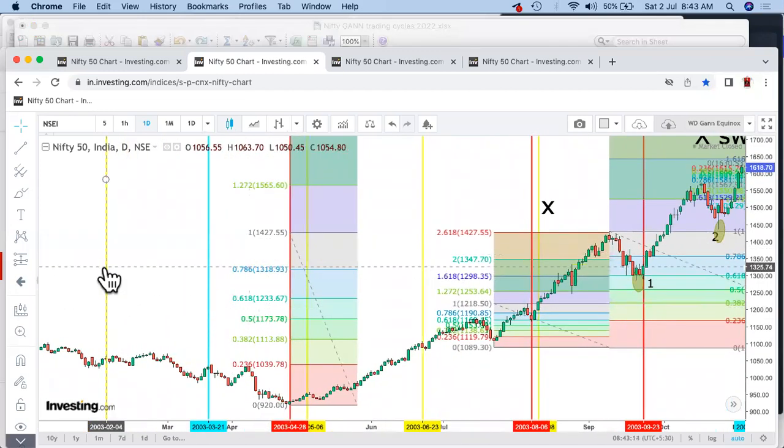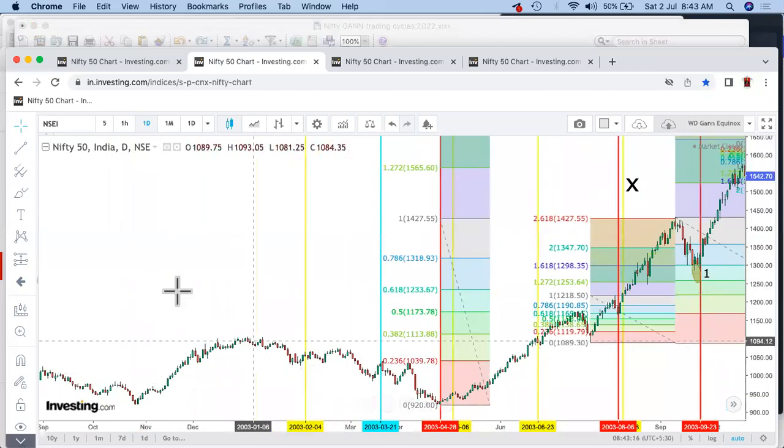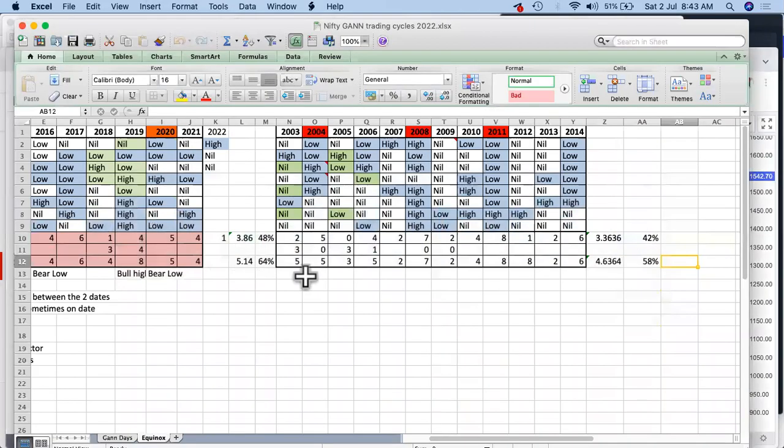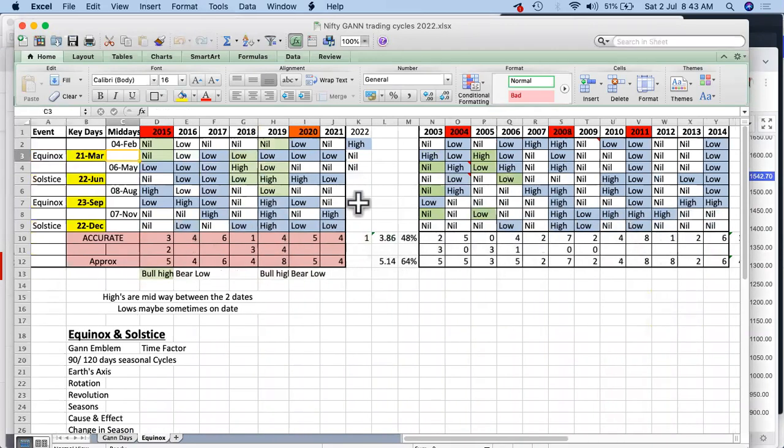So this was our first date. There was no high, no low as such, so that's why we have a yellow line. So this is nil. That is the first part. We go to the second date. I'll just correlate both the things together so that we are able to get both the things, that is the date as well as the year.